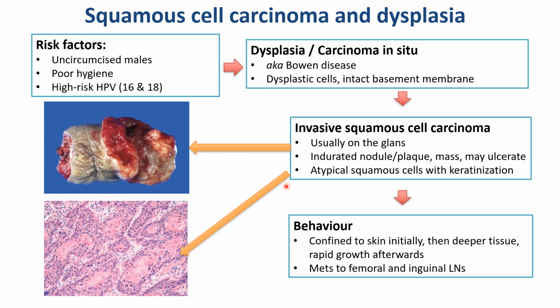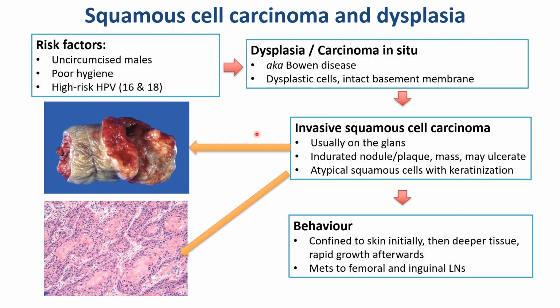Histologically, as with squamous cell carcinoma elsewhere, you will find the presence of atypical squamous cells, islands of atypical squamous cells like shown here, with evidence of keratinization and maybe intercellular bridges as well on high power magnification. In general, invasive squamous cell carcinoma tends to be confined to the skin for quite some time initially, and then they invade the deeper tissue, after which they often display rapid growth. Metastases will occur to the femoral and inguinal lymph nodes.